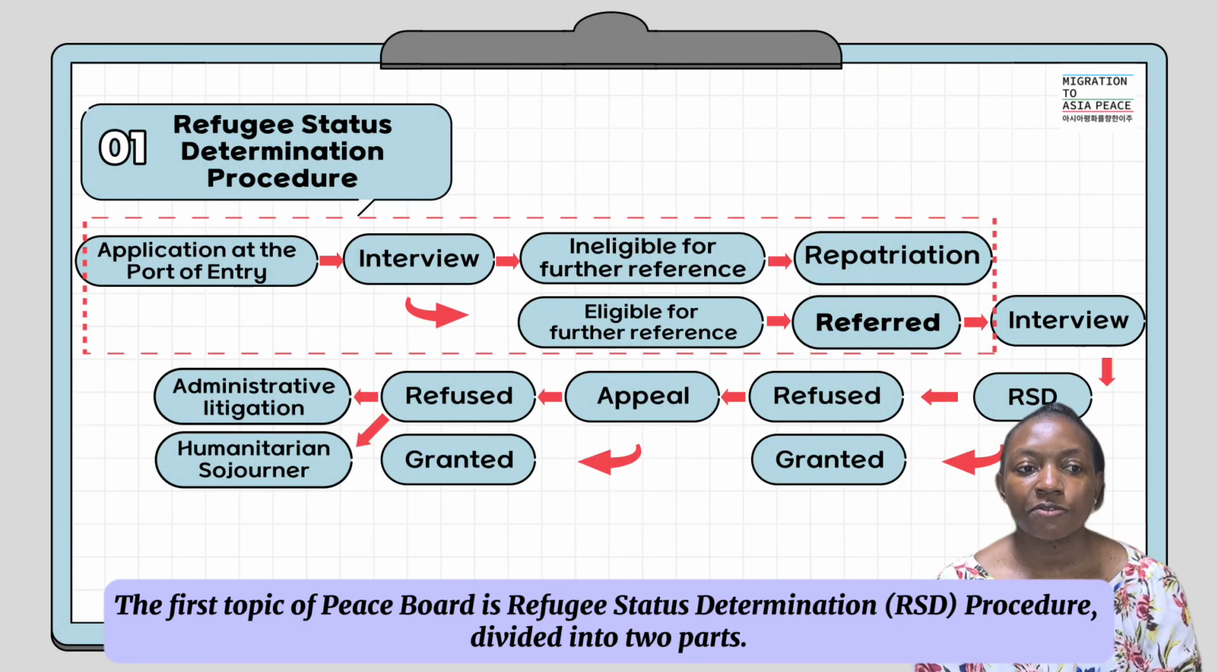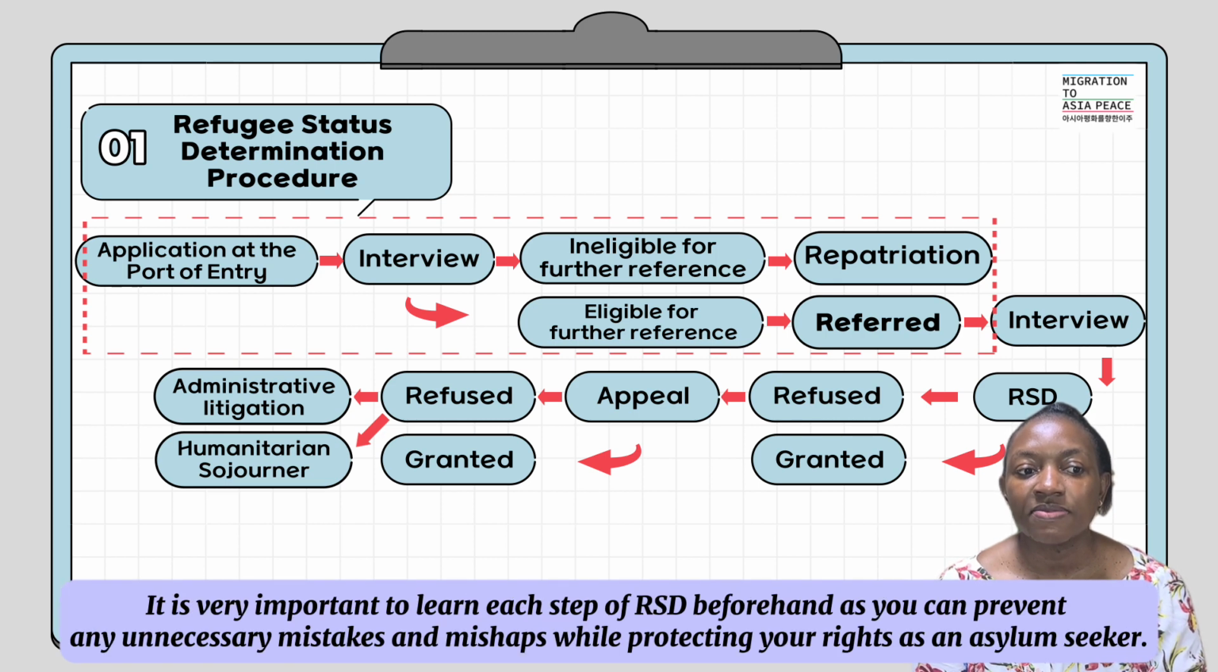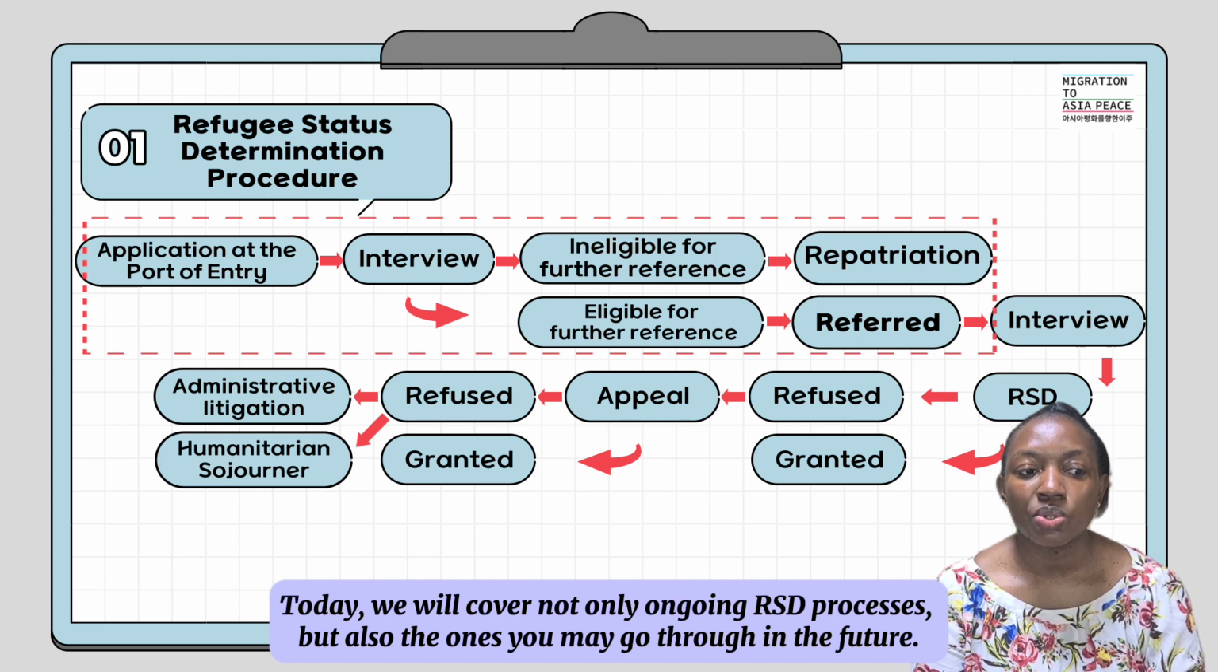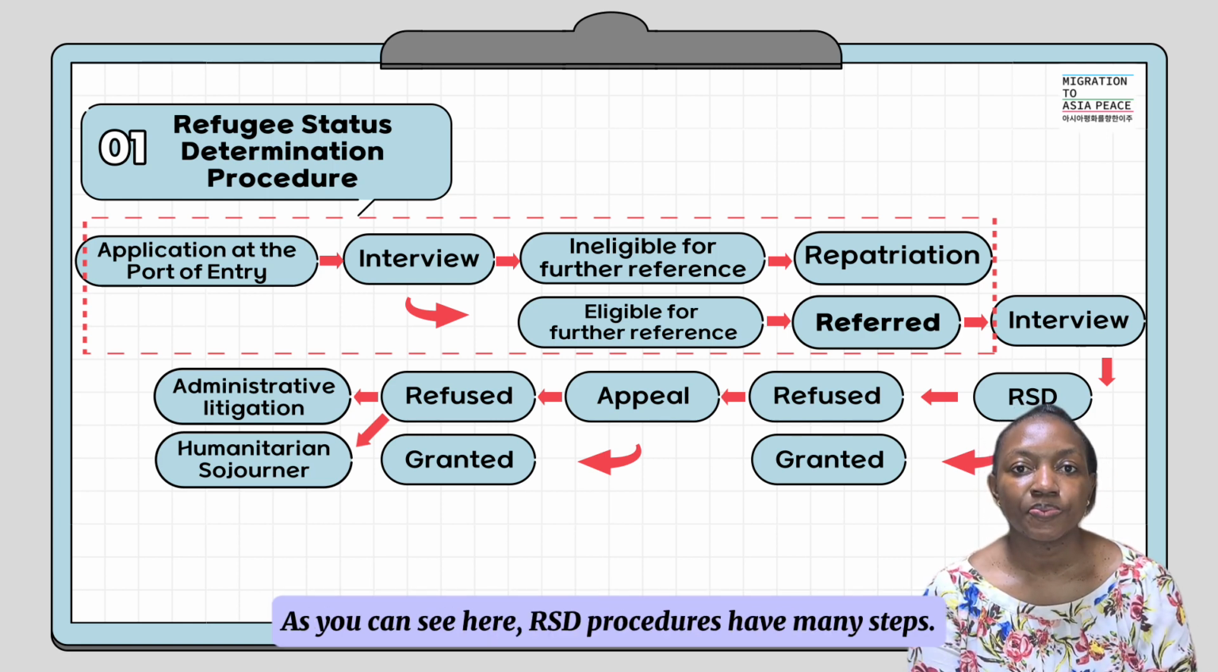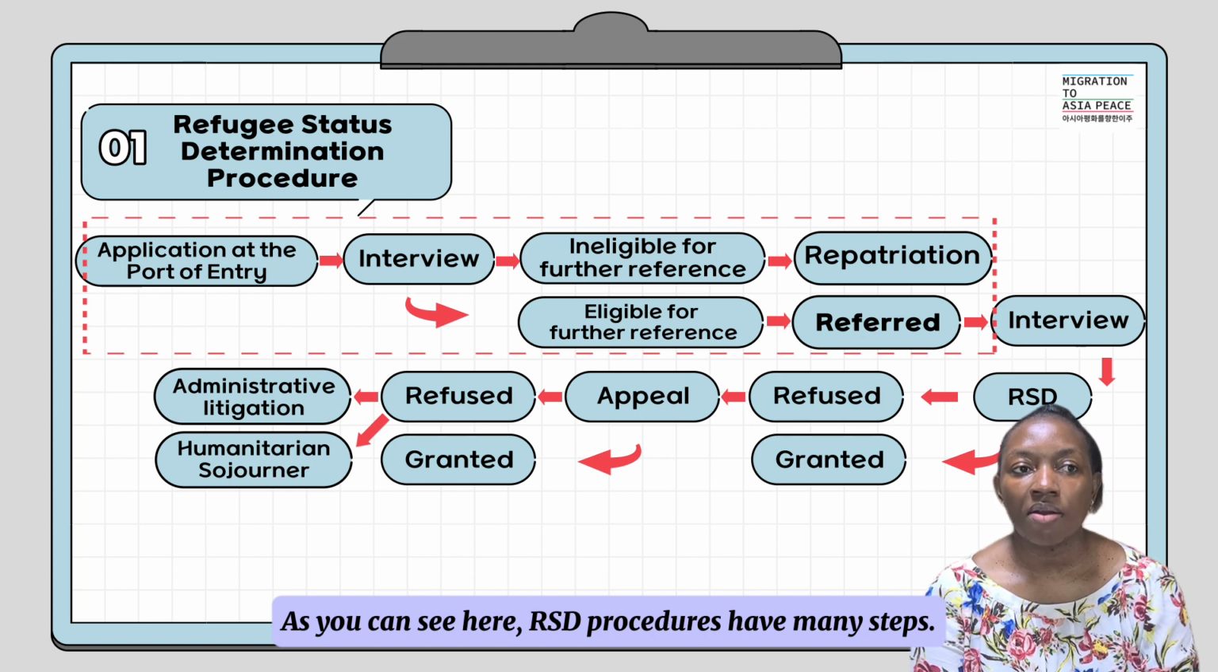The first topic of Peace Board is Refugee Status Determination, RSD procedure, divided in two parts. It is very important to learn each step of RSD beforehand, as you can prevent any unnecessary mistakes and mishaps while protecting your rights as an asylum seeker. Today, we will cover not only the ongoing RSD process, but also the ones that you may go through in the future. As you can see here, RSD procedures have many steps.